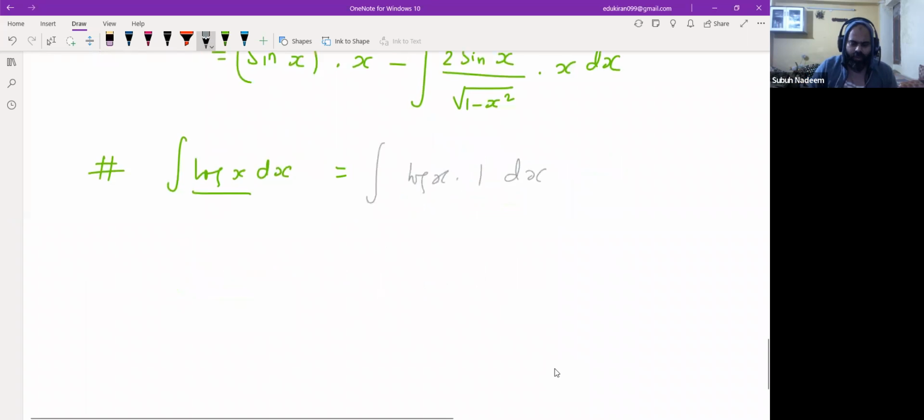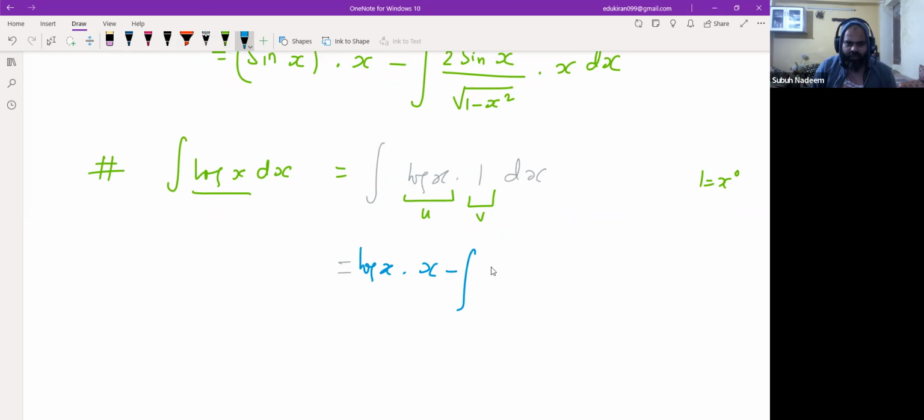Here, if you apply ILATE, L comes first and algebraic comes later. This one is algebraic, 1 is x to the power 0. So first function, integral of 1 which is x, minus integral of derivative of log, which is 1 by x, into integral of 1, which is x, dx. So this will cancel and you will get x log x, minus integral of 1 which is x, plus c. So this will be your answer.